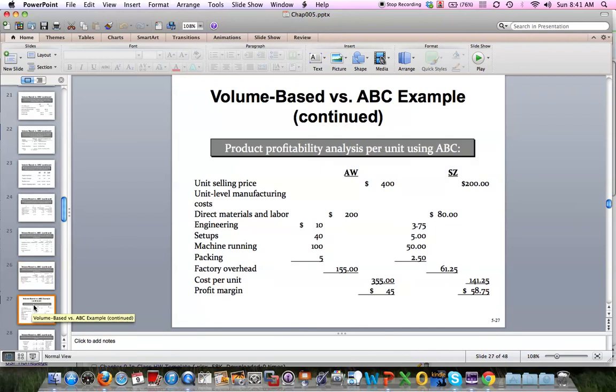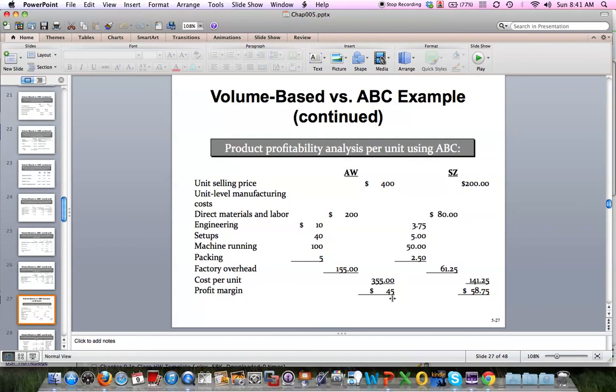And then this will give me my profitability for AW versus SZ. My selling price, my direct materials and labor, which didn't change between the two obviously, but here's where it's different: now we're going to look at overhead assigned by the different activities: engineering, setups, machine running hours, packing, and then get total factory overhead, get a cost per unit, and get a profit margin. Very different numbers between volume-based and ABC. Very, very different. If you remember, AW was a $100 profit margin under traditional volume-based, and it's only 45 under ABC.